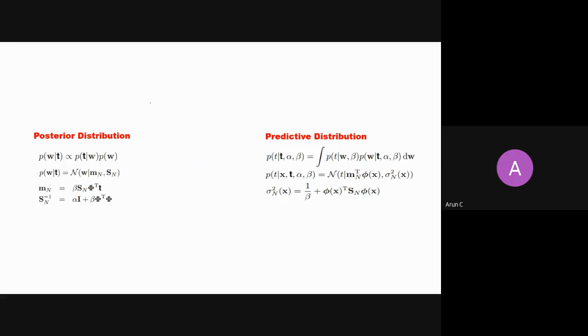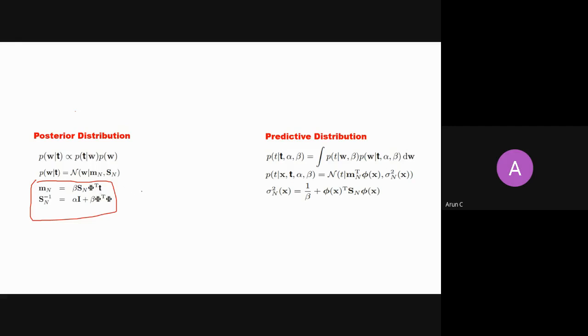Before I dive into the concept, I want you to revise and recall this concept. If you remember, in the posterior distribution there was a mean and a variance, right? You remember this? Yes or no? We have just done that before. Very good. So this was a mean.